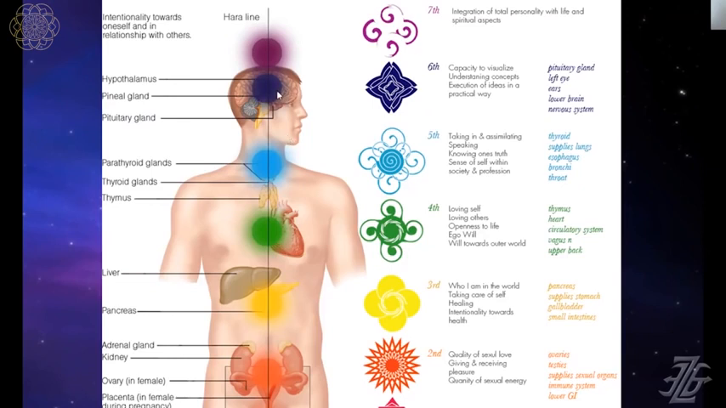And what happens when that occurs? So let's look at the sixth and the seventh chakra. When DMT is released, the capacity to visualize, understanding concepts, and execution of ideas in a practical way. And then also the seventh chakra, which is the crown chakra, integration of total perspective with life and spiritual aspects. So the third eye is really about inner knowing and inner understanding of yourself and who you are in the grand scheme of the cosmos. And then the crown chakra is your connection to the divine, above the universe, the cosmos.